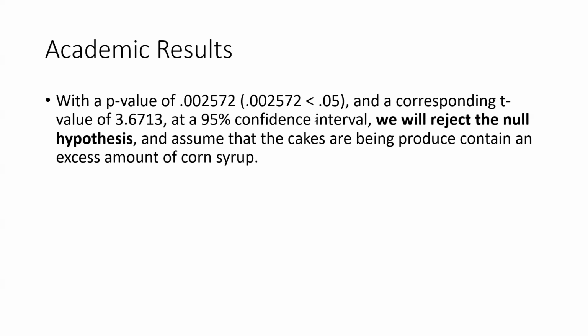Remember, it's because 1 minus 0.95 is our corresponding alpha value. At 95% confidence, or at 95% significance, we will reject the null hypothesis. And as such, we assume that the cakes which are being produced contain an excess amount of corn syrup.